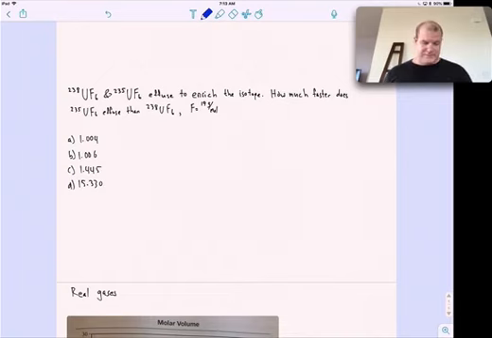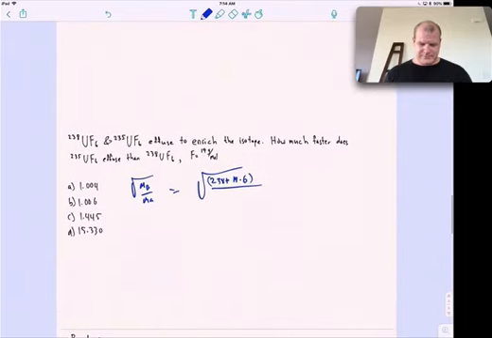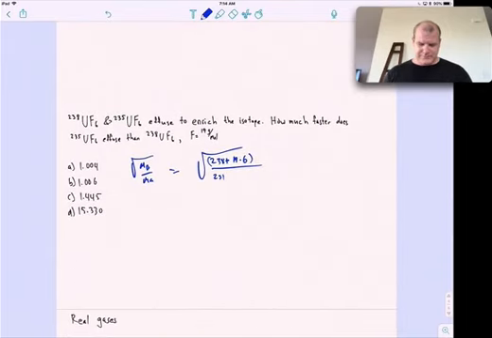Okay, so how much faster does uranium-235 hexafluoride effuse than uranium-238 hexafluoride? So this is the square root of the mass of B over the mass of A. So this is the square root of 238 plus 19 times 6, all over, the square root, yeah, that's right, then 235 plus 19 times 6.